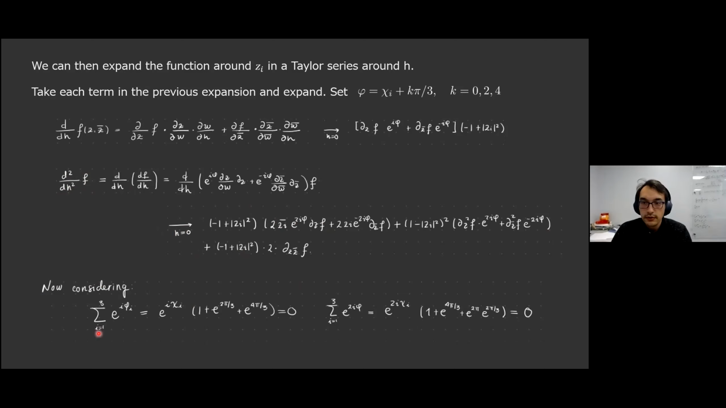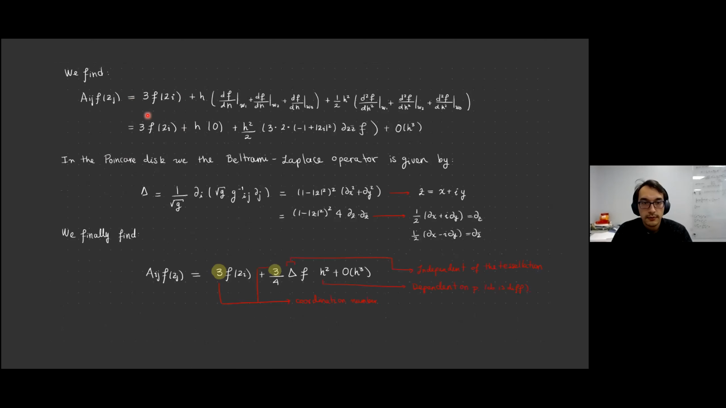Now, if we sum over these phases, so the phase is essentially that chi i coming from the initial point plus the separation of 2 pi over 3, it is easy to see that the sum of those 3 w numbers gives 0, as well as the sum of the squares of those 3 w numbers. So if we take each factor as before and add them together using that simplification, we see that the linear term vanishes, and then there's only a second order term. And then the expansion looks like this.